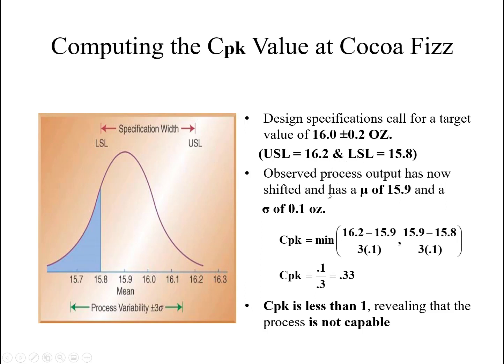Observed process output has now shifted and has a mean of 15.9 and sigma is 0.1. So now this is, let's suppose, the mean of the process and this is the sigma. So let me put these values in this formula. When you calculate it, CPK is 0.333. So CPK is less than 1, revealing that the process is not capable. So in this way, you will calculate the specification tolerances. You will calculate whether the process is capable, whether the production or the service industry which they are following is capable or not.